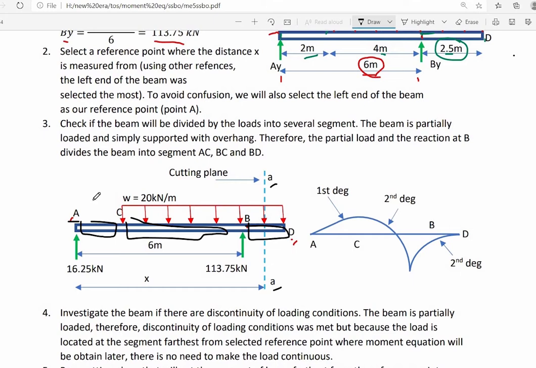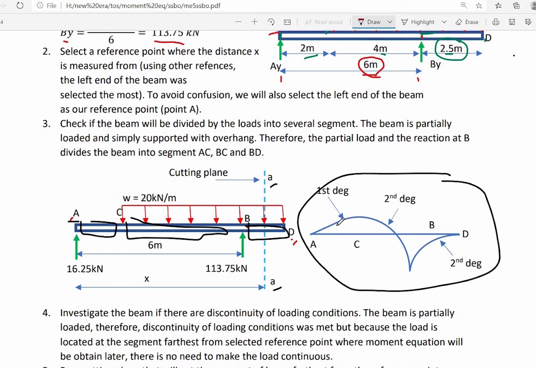We will select the left part of the cutting plane as our free body diagram to obtain the single moment equation. To those who are familiar with the bending moment diagram of the beam, here's the bending moment diagram of the beam. The three segments symbolize three different curves, which are defined by three different equations. Because we know that at segment AC we have a first degree curve.